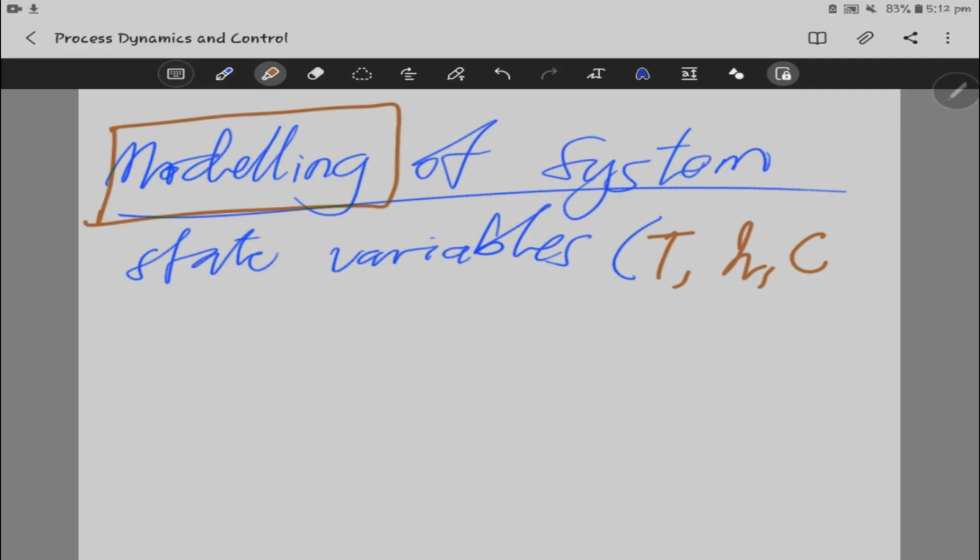All right. And then there's also another concept that we should talk about, which we call dead time. What that says is that there are some systems where there's a delay between the input and the output.